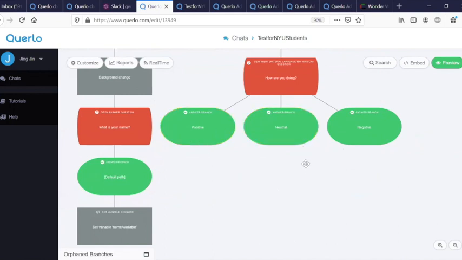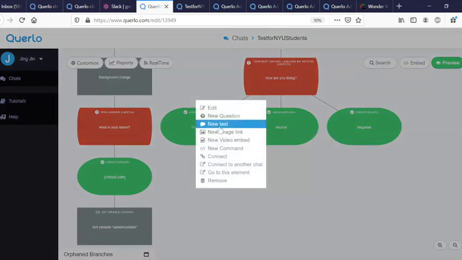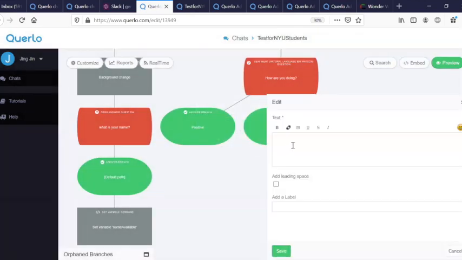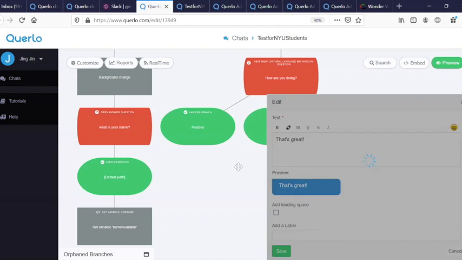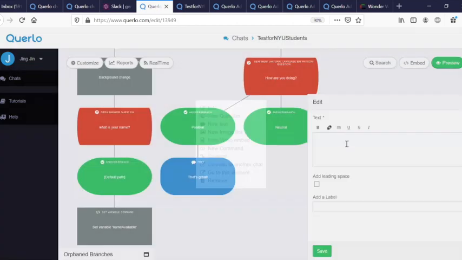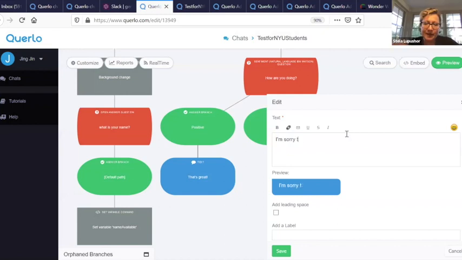This doesn't really make a difference unless you show some difference. For example, for people who are positive, we show some response to the positive sentiment. And like simple, that's great, or for negative, sorry to hear that. And the system automatically will detect the sentiment based on the answer.